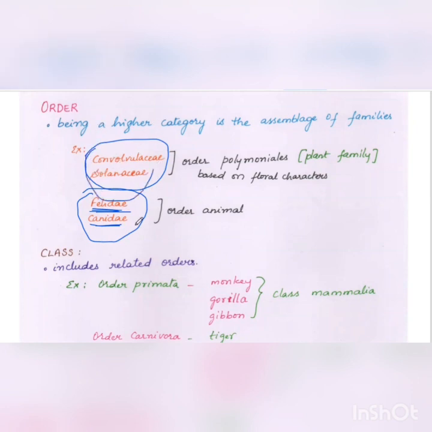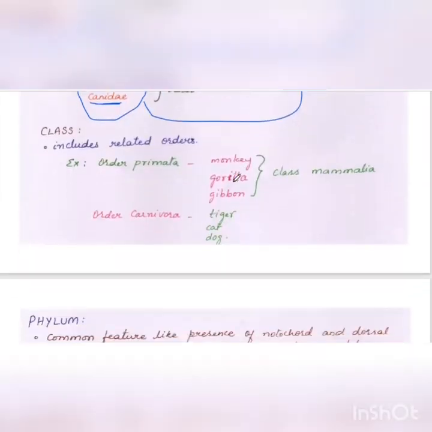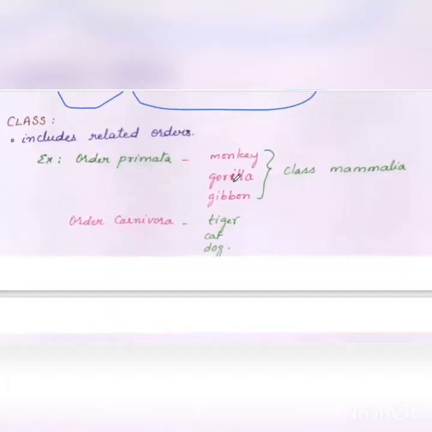Similarly, it's with plants also. This is for animals and this is for plants. This is the order Polymoniales. Here the order is based on the floral characters. And next, moving on to the classes. Classes have related orders.